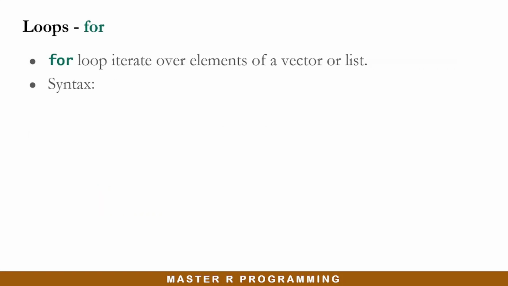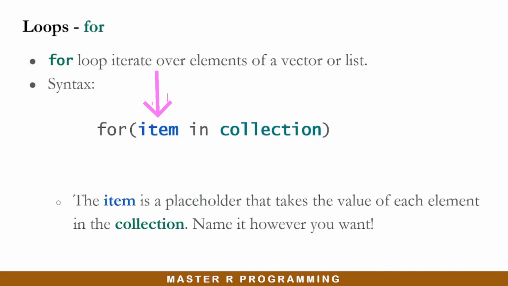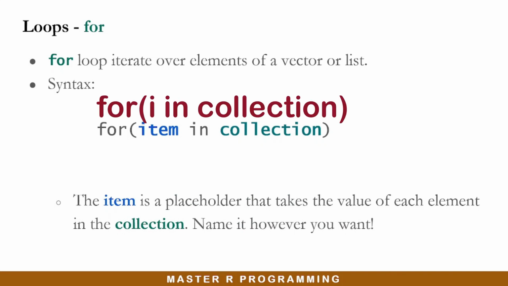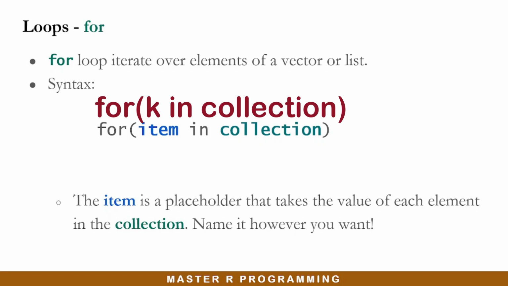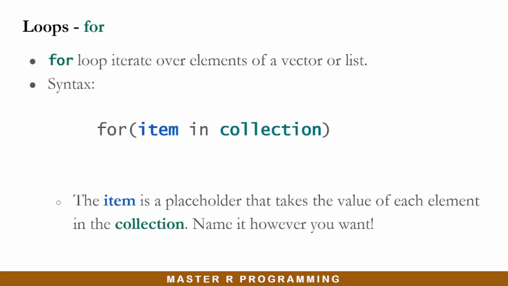The for loop iterates over elements of a vector or list. This is the syntax. You would write the for function, and within the parentheses, you would write item in collection. Take note, the item is a placeholder that takes the value of each element in the collection. You can name it however you want. Programmers would often write for i in collection, for k in collection. So you can give whatever name in place of the item in this particular syntax.